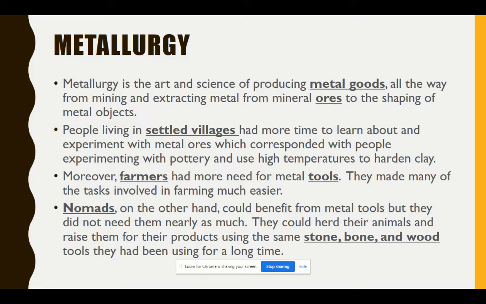Moreover, farmers had more need for metal tools. They made many of the tasks involved in farming much easier. Nomads, on the other hand, could benefit from metal tools, but they did not need them nearly as much. They could herd their animals and raise them for their products using the same stone, bone, and wood tools they had been using for a long time.